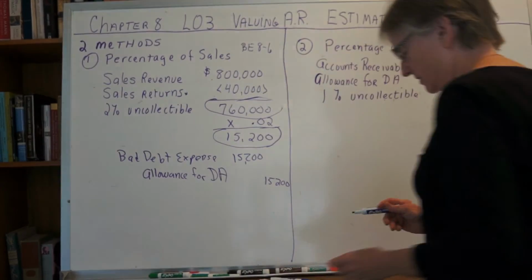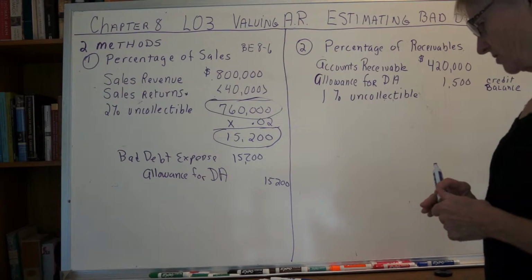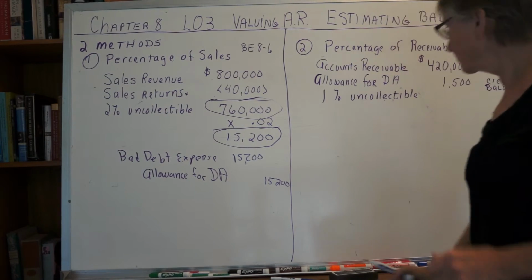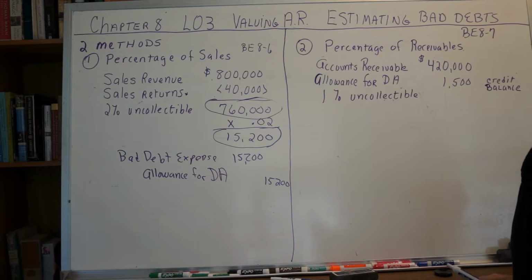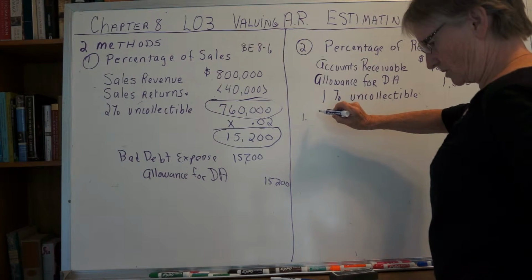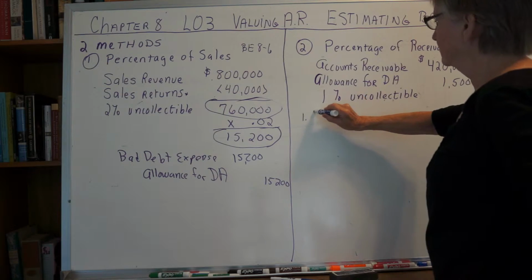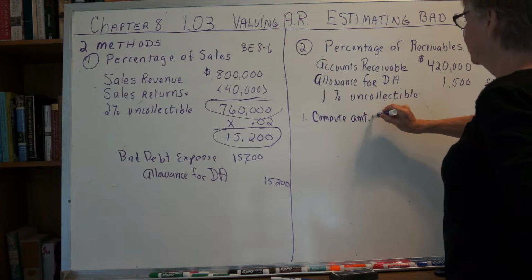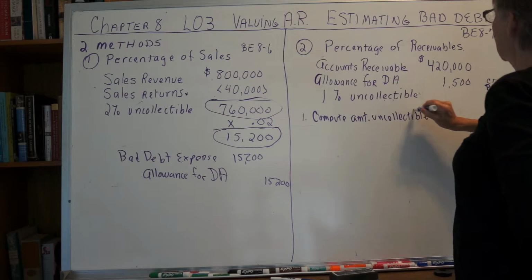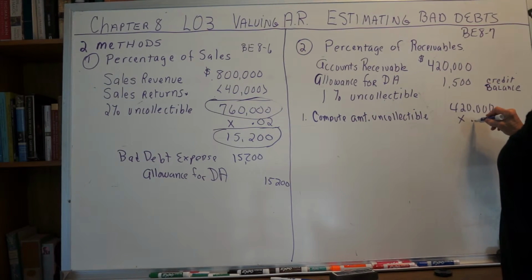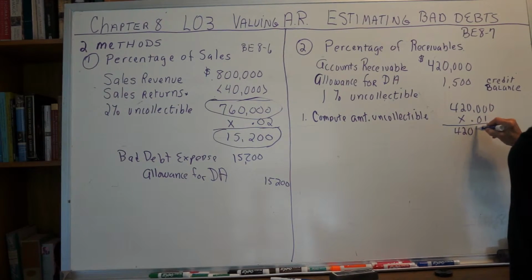Percentage of receivables has another step to it. And I'm using for this brief exercise 8.7. This is the information you're given. You have the receivables, you have what's currently in the allowance account, and it's a credit balance, and you have 1% of your accounts receivable that are deemed to be uncollectible. So we have a couple of steps here. The first step is to compute the amount you expect to be uncollectible. To do that, we're going to take your accounts receivable and multiply it times the percentage you think will be uncollectible, which is 1%. So we are saying 4,200 is going to be uncollectible.